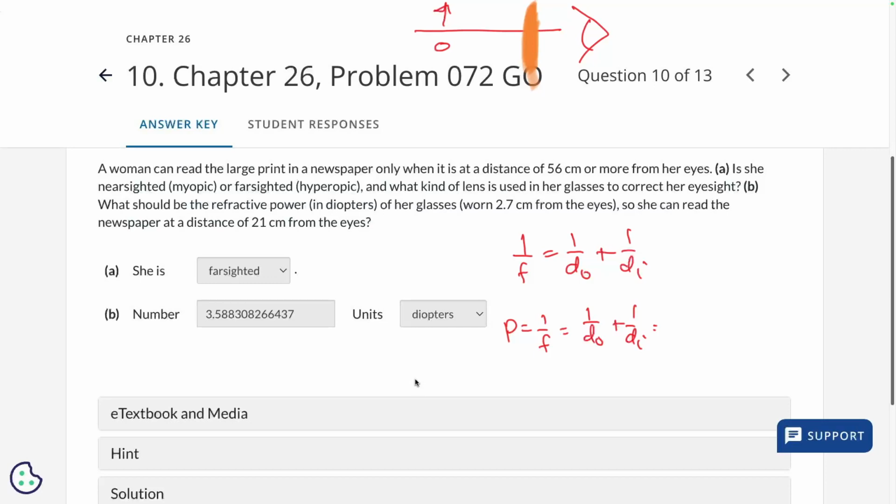This lady's far point is in the wrong spot, okay? So, oops, I should probably draw that like this. Her far point is, her near point.